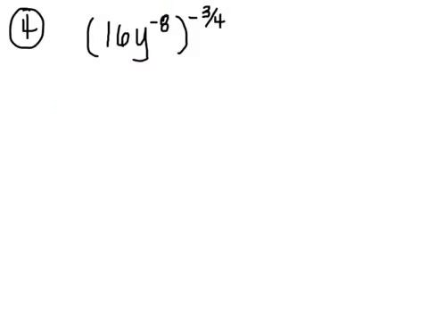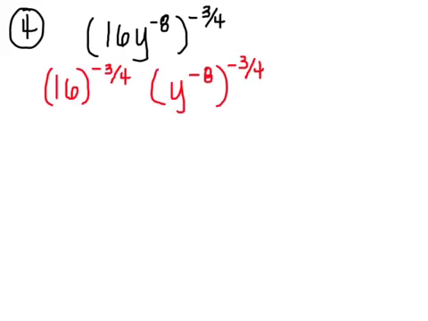The last example I want to show you, again, could probably be started several different ways, but I'm just going to go one direction and show you how it could be done. Again, the first thing I usually do is if I see an exponent outside a set of parentheses, I usually try to apply the -3/4 exponent to everything inside the parentheses. So we're going to separate these, apply it to the 16, and then also apply it to the y that has a -8 exponent attached to it. So this is the way I would rewrite it.